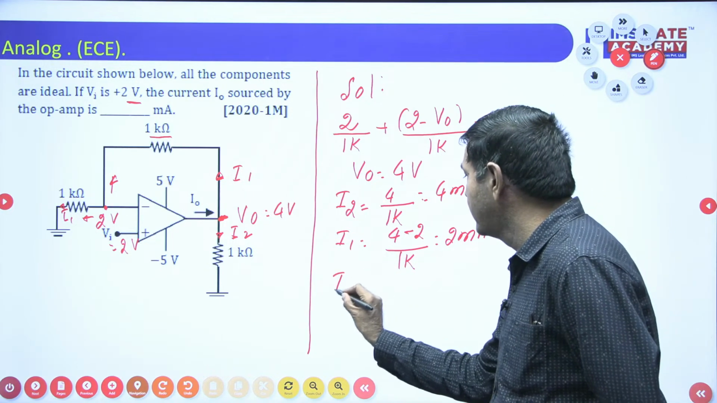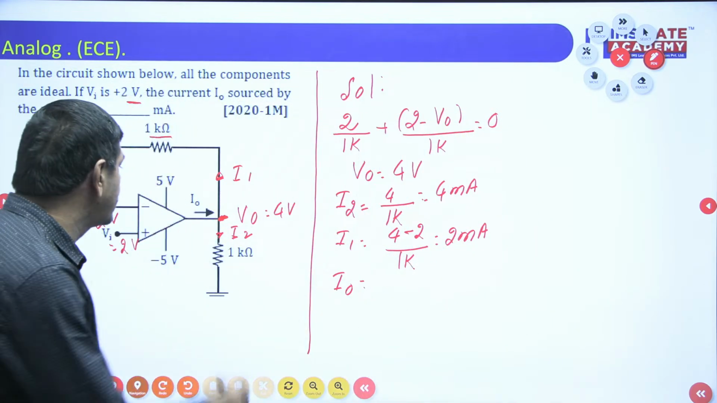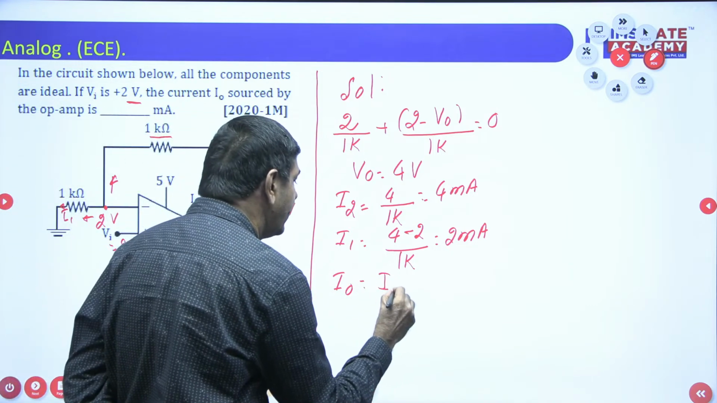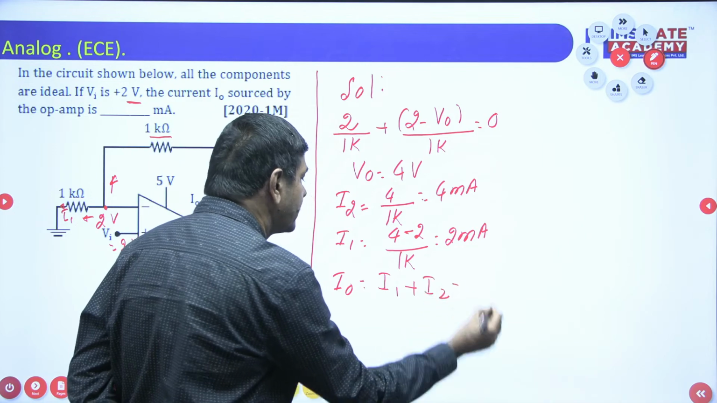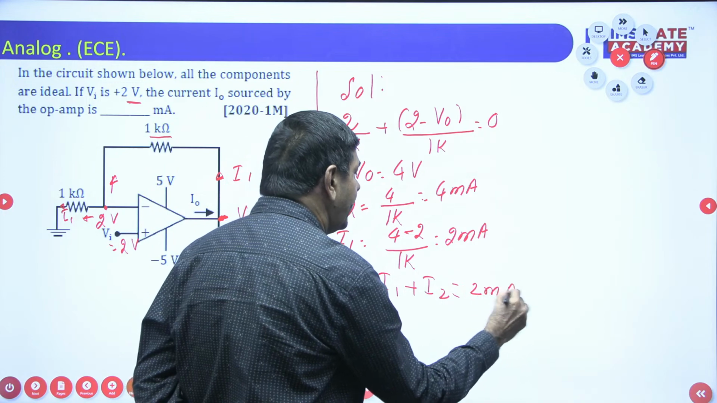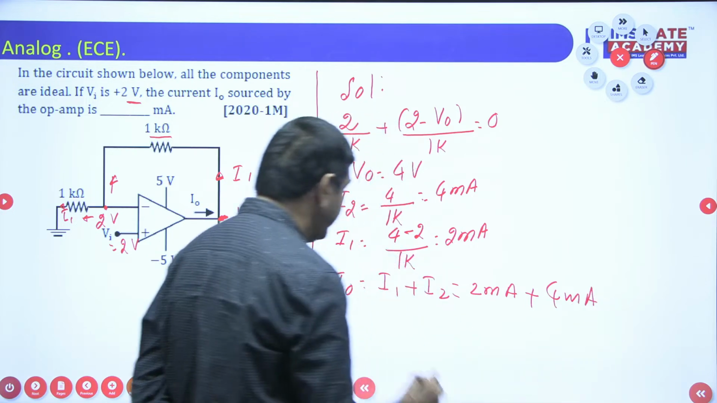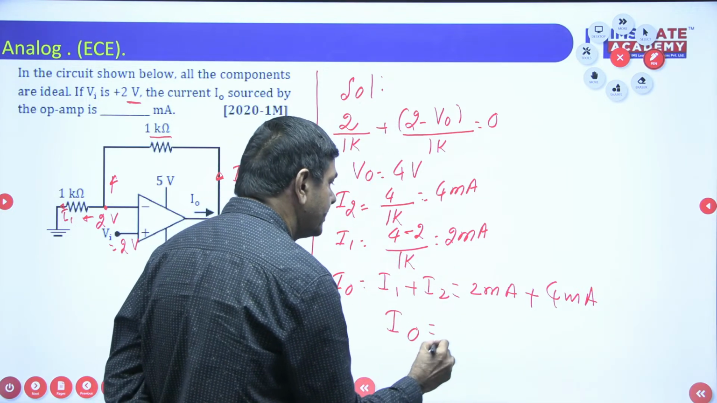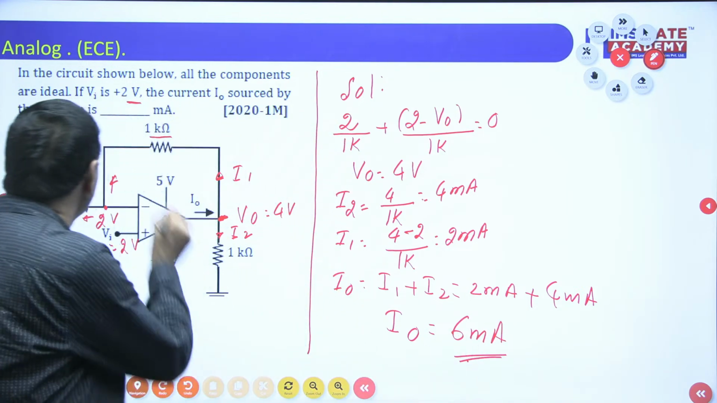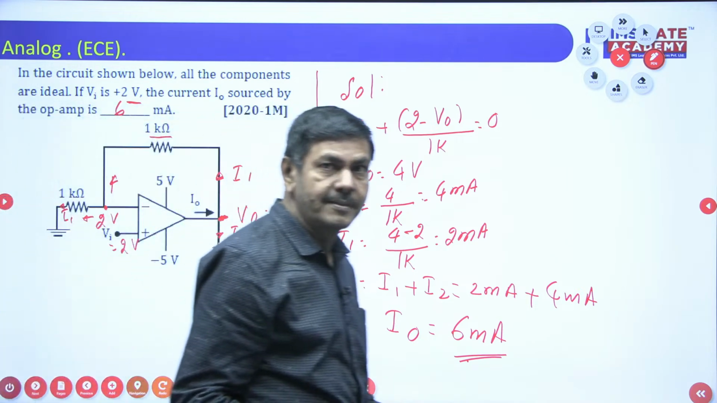But we are in need of this I0. How can you measure this I0? I0 is the sum of these two currents, I1 plus I2. I0 equals I1 plus I2. So I1 we got as 2 milliamperes. The I2 we got as 4 milliamperes. And finally we can say I0 is nothing but 6 milliamperes. So I am getting the solution 6 milliamperes. That is the answer for this question.